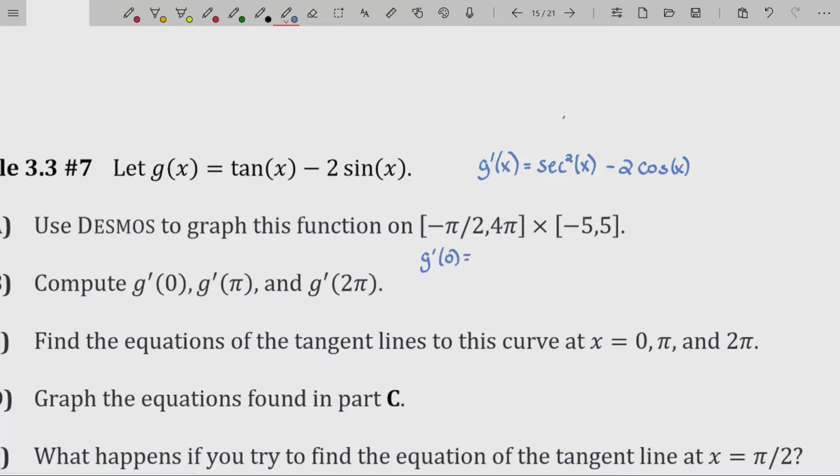If you plug 0 into the secant, it'll be 1. So 1 squared is 1. And then minus 2 times the cosine of 0. Cosine of 0 is also 1. So it's 1 minus 2, or negative 1.